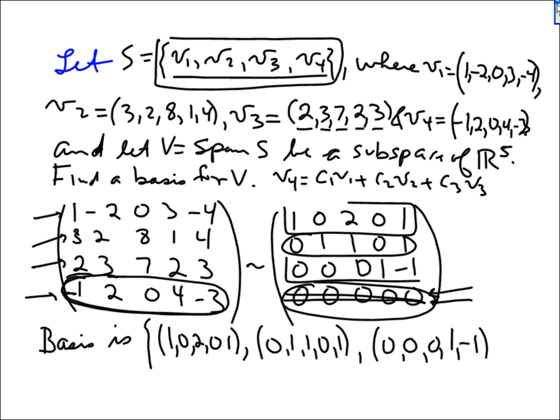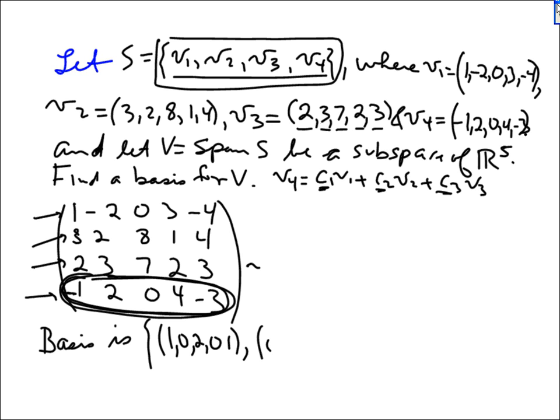Now, since V4 is not all zeros, I know for sure that not all of these C's are 0. Because if all of those C's were 0, the right side would be 0, 0, 0, 0, 0, the 0 vector in R5. So at least one of them is not 0. I'm going to make a point here. At least one of them is not 0. For argument's sake, let's suppose that C2 is non-zero.